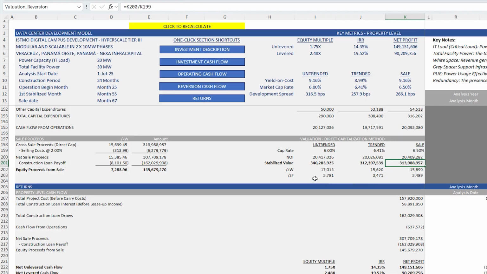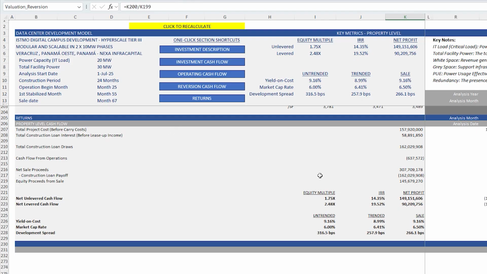Then we look into returns. So you can see returns up here in the summary box that Arturo has added, yield on cost, untrended and trended, as well as sale. You compare that to, say, your market cap rates at each of these stages. That gives you your development spread. Again, these hypothetical assumptions, this is quite juicy of a return.